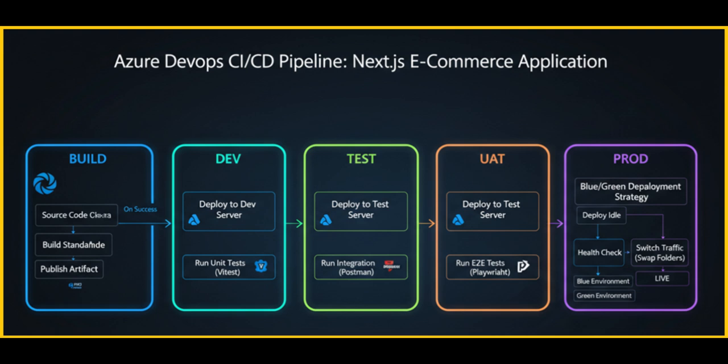The testing frameworks used are: unit testing via Vitest, fast Vite-native unit testing. Integration utilizes Postman Newman for API testing. E2E uses Playwright for browser automation. Pipeline architecture and workflow are as follows.